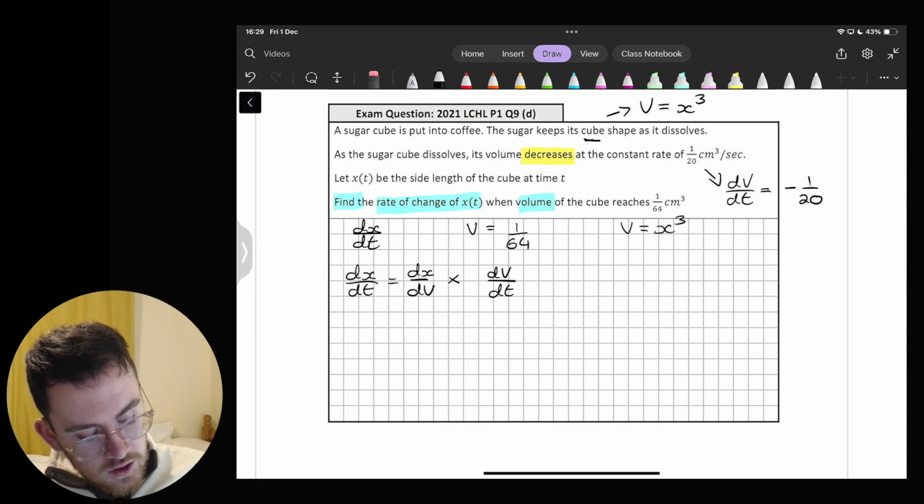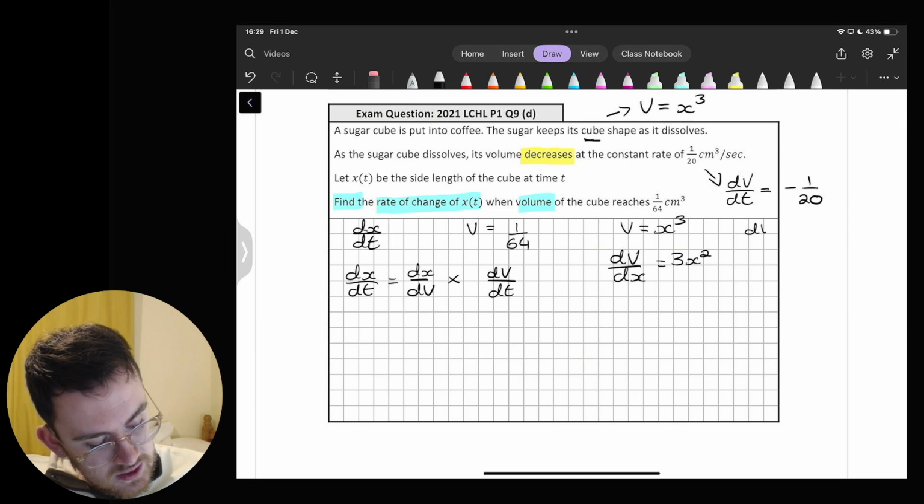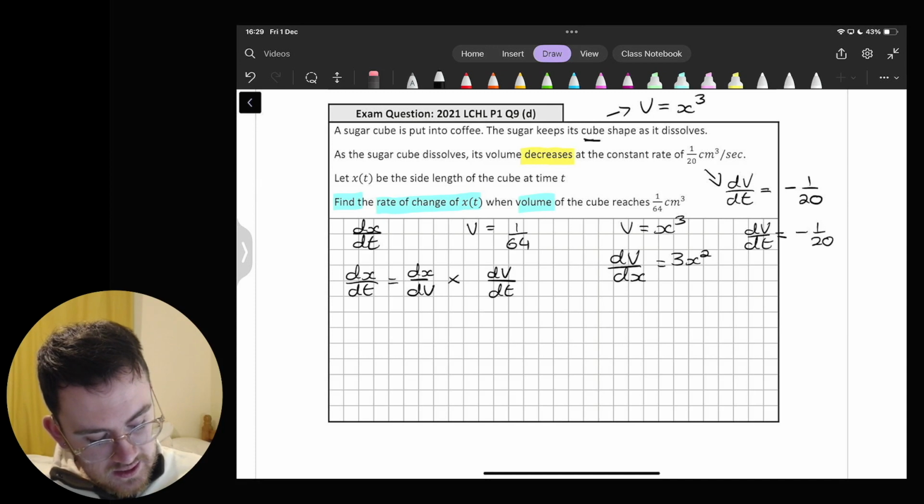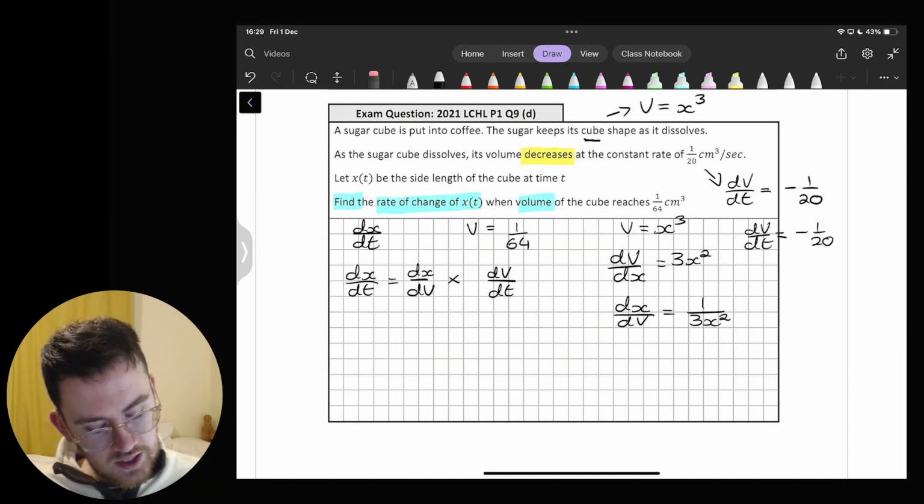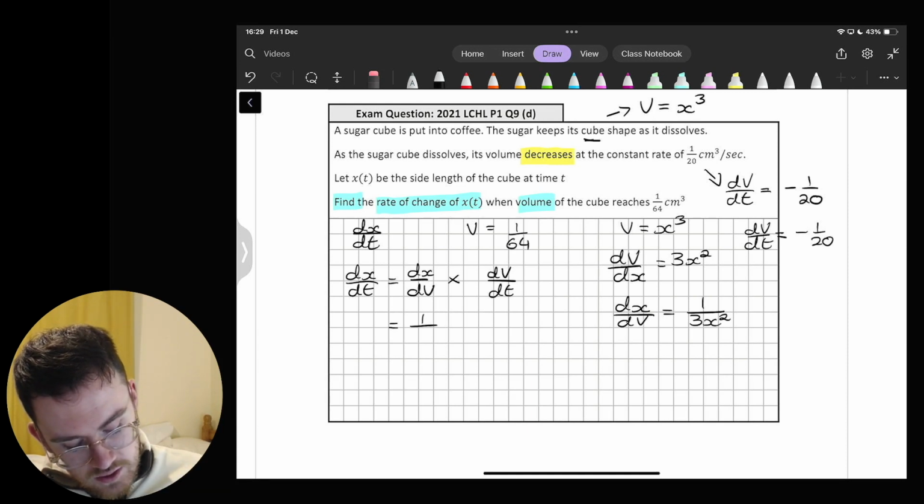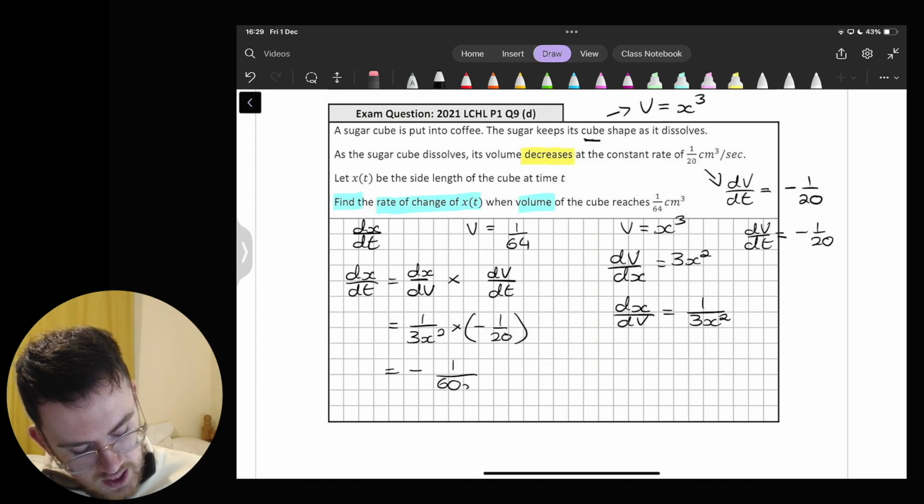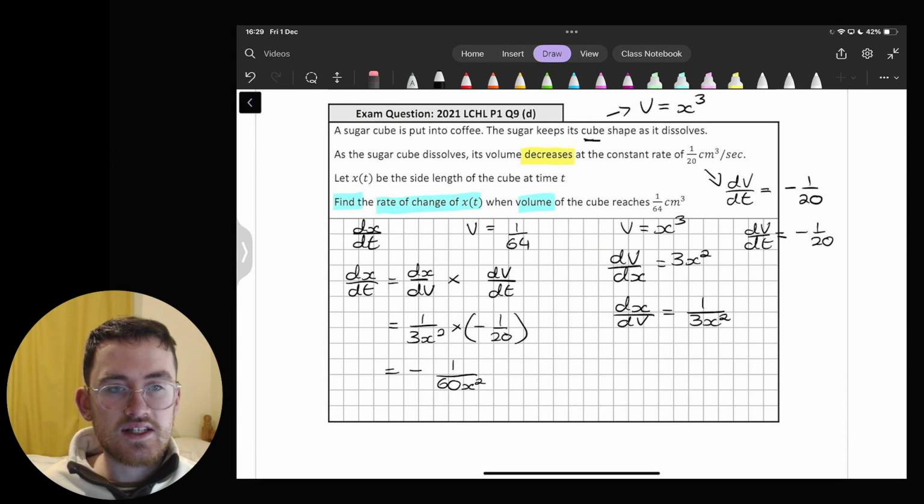So the volume of my cube would be x cubed, so dV/dx would be 3x squared. dV/dt we already know is minus 1 over 20, making sure we take that negative there. Using here dx/dV, then using the same rule that we've been using a few times now, becomes 1 over 3x squared. So subbing those back into this chain rule, this related rate part, with 1 over 20 gives me minus 1 over 60x squared.